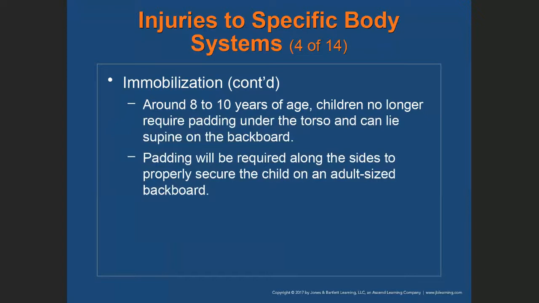Around 8 to 10 years of age, children no longer require padding under the torso and can lie supine on the backboard. So for the younger pediatric population, we have to put some padding under the shoulder to get the head in neutral position. But when they get to 8 or 10 years of age, that's no longer necessary. Padding will be required along the sides to properly secure the child on an adult size backboard.